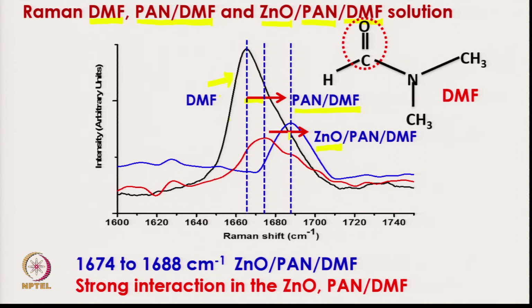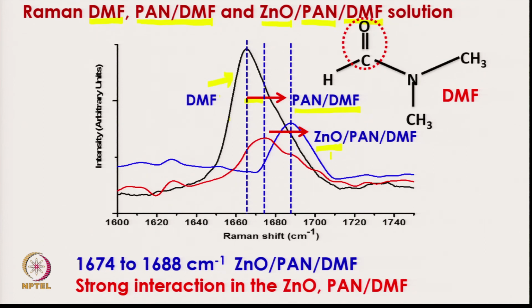So, what has happened? Actually, the CO bond. We are looking at the CO bond, the carbonyl bond, and the C triple bond N of PAN with DMF, and also of ZnO. ZnO has OH groups and they interact with the CO bond. So, we are looking at this.